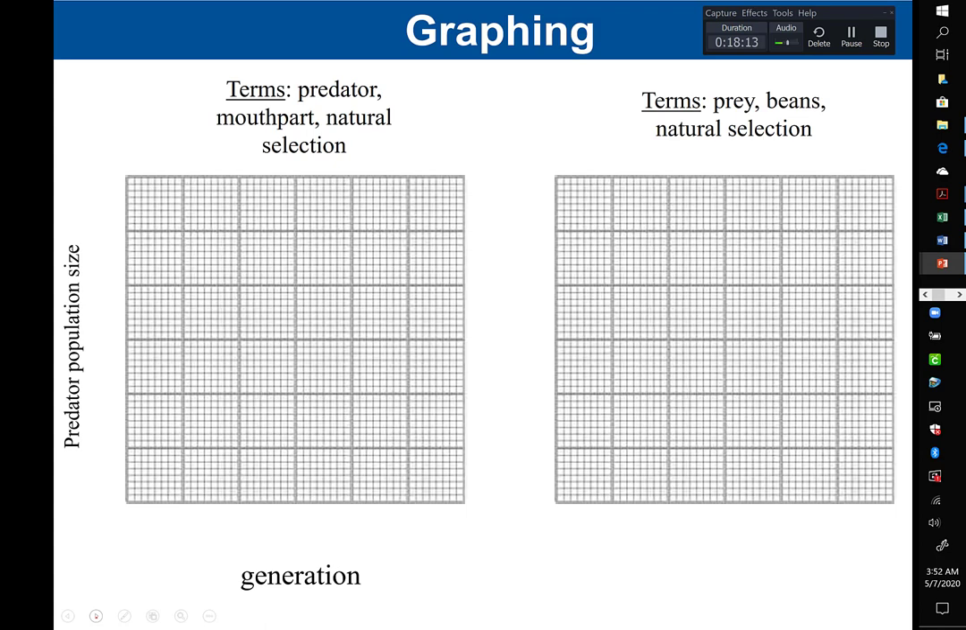Now, if you look at your table, you need to look at what is the largest number that you had for your predator population size.